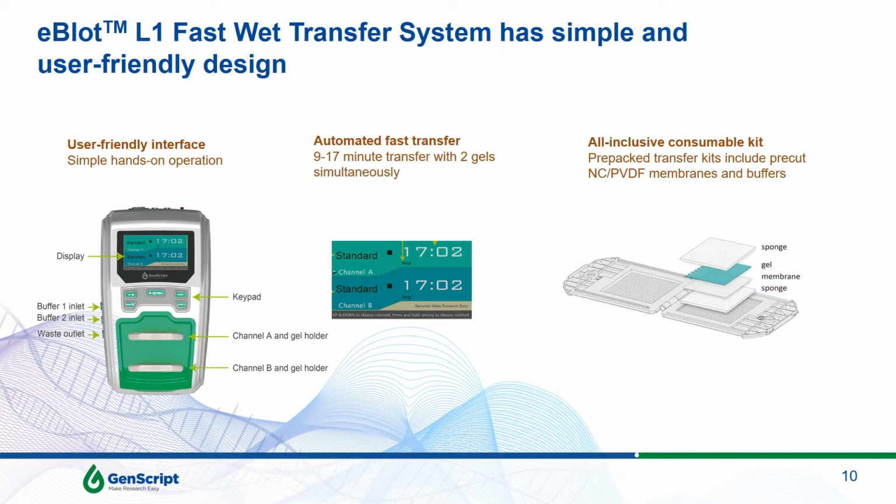And next, we have the all-inclusive consumable kit. These are pre-packed transfer kits compatible with the eBlot instrument. The kit includes pre-cut nitrocellulose or PVDF membranes and concentrated transfer buffer. Everything is prepared in the box for you to start using the eBlot device.